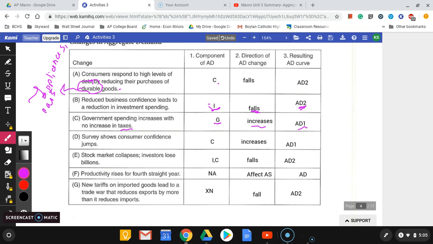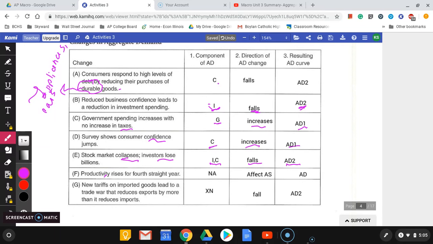D, a survey shows consumer confidence jumps. So consumers are feeling good about the economy. That's going to affect consumption. It's going to increase, and it'll go to AD1. E, if the stock market collapses and investors lose billions of dollars, that's going to affect both investment as well as consumption. Businesses invest part of their profits just as consumers would. So AD is going to definitely fall, and it's going to move to AD2.